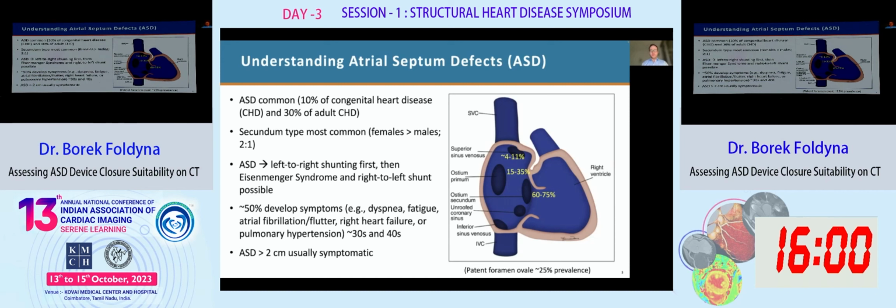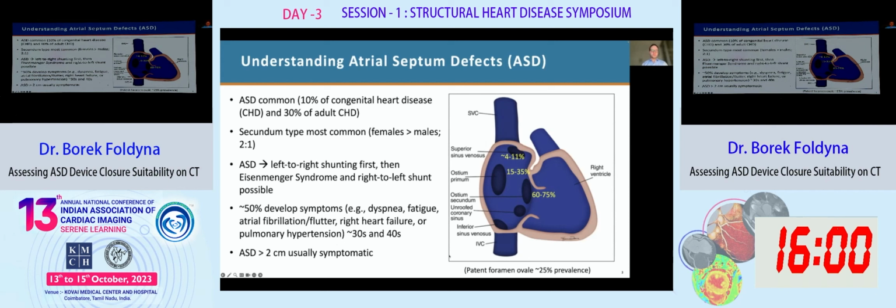In a small portion of ASD patients, it can lead to pulmonary hypertension and Eisenmenger syndrome and to shunt reversal, so we have a shunt from the right to the left. We know that only 50% of all patients with ASD develop symptoms, most commonly dyspnea, fatigue, atrial fibrillation or flutter, right heart failure, or pulmonary hypertension, and these symptoms usually appear in their 30s or 40s. We also know that only large ASDs become symptomatic, while small ASDs, usually below 2 centimeters, usually do not cause any symptoms.